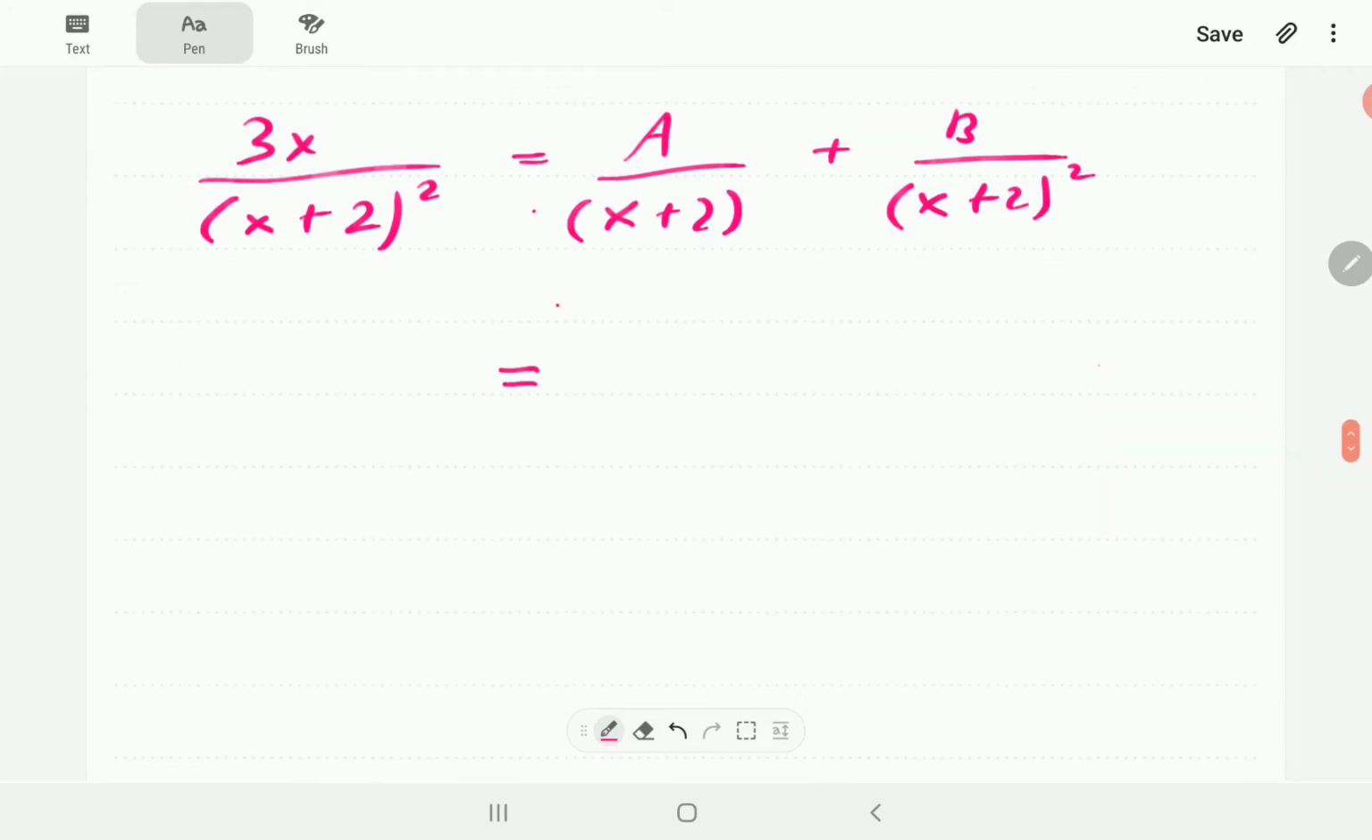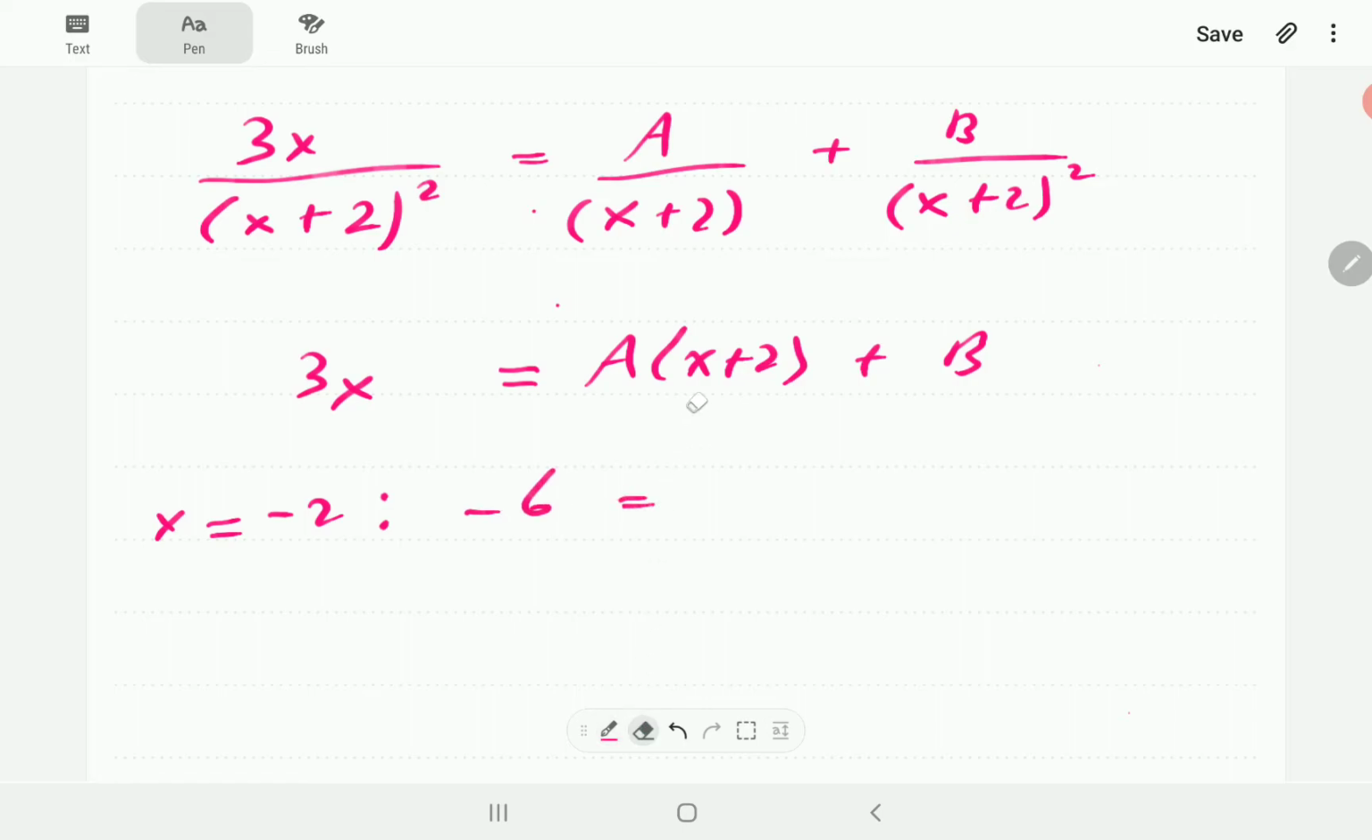Then again, clearing fractions is going to give us A times (x + 2) here, and then this is just going to be B. This time we only have one root, which is -2. If we plug in -2 here, it will give us -6, and this term is going to disappear. So straight away B is -6.